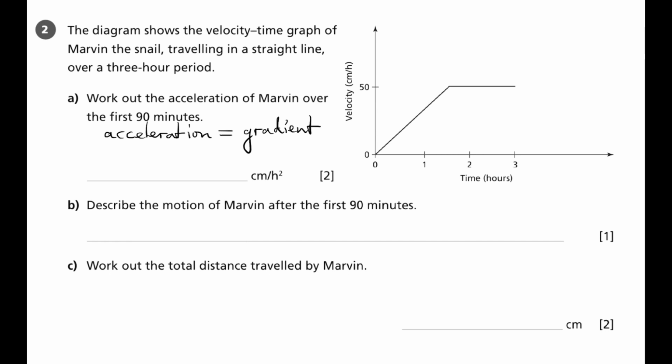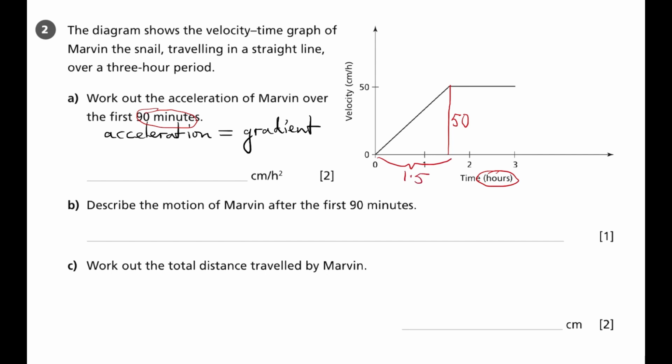So in part A, we want the acceleration during the first 90 minutes. If we look at the graph, it's measured in hours, so we need to convert minutes into hours. So 90 minutes is 1 hour with another 30 minutes, so 1.5 hours. If we go to 1.5, then go up to our graph, we have a vertical distance of 50. And the horizontal distance is the time, 1.5.